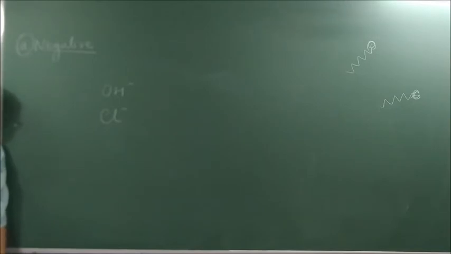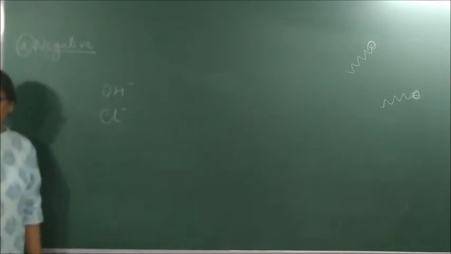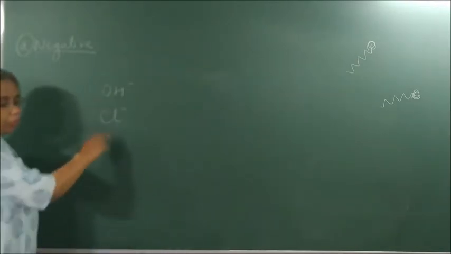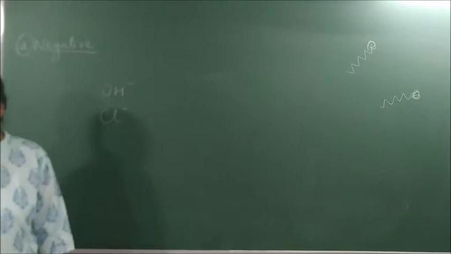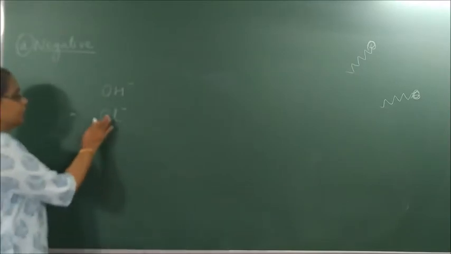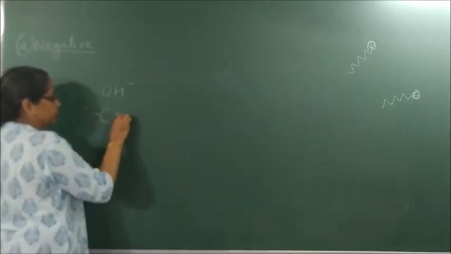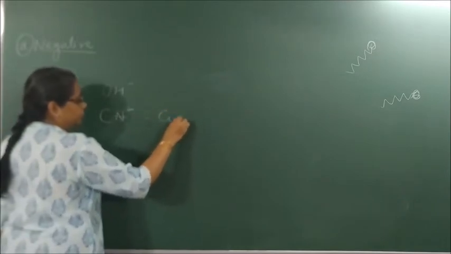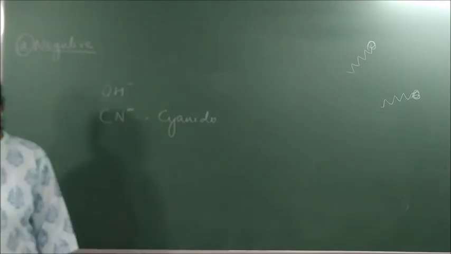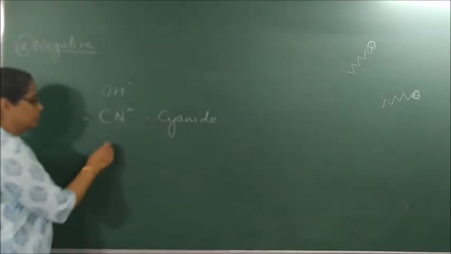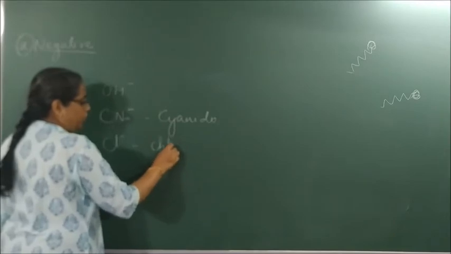H minus? Hydrido. Okay. H minus is what? Hydrido. Now please write. Example. OH minus, hydroxo. CN minus, cyanido. Okay. Cl minus, chlorido.